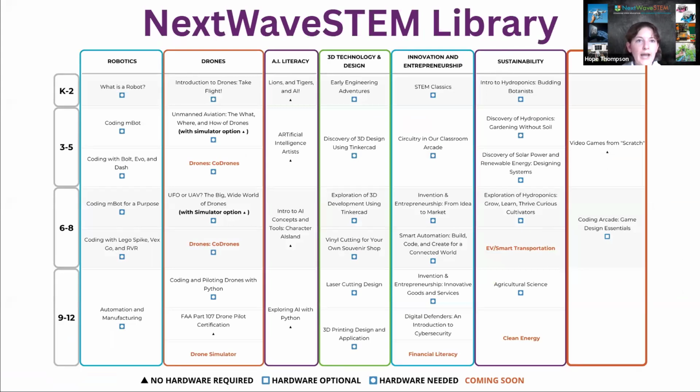I want to give you one more look at our NextWave STEM library. As you can see, our content is comprehensive. Our library includes over 37 courses in robotics, drones, AI literacy, 3D technology, innovation, sustainability, and game design. And we have content for students from K through 12 that is highly supportive, highly engaging.